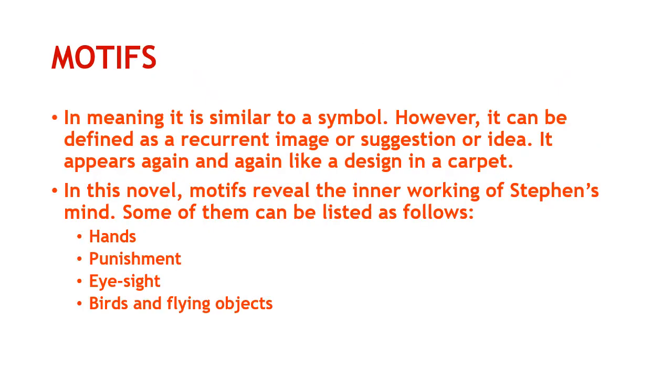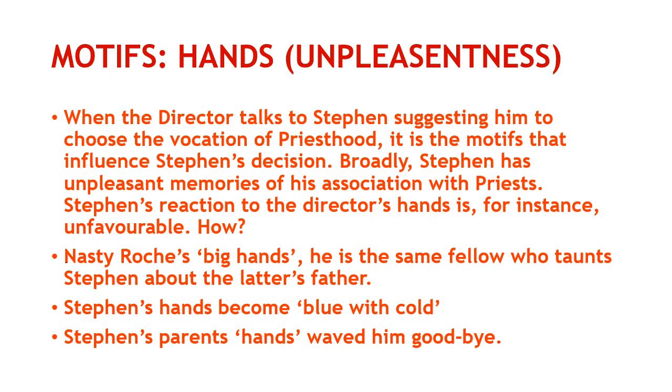Now we move on to motifs. In meaning, a motif is similar to a symbol. However, it can be defined as a recurrent image or suggestion or idea. It appears again and again like a design in a carpet. In this novel, motifs reveal the inner working of Stephen's mind, and some of the major ones are listed as follows: hands, punishment, eyesight, birds, and flying objects.